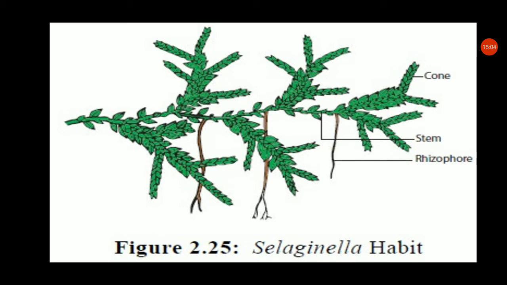Then there is the cone, formed right at the apex of the stem. This was about the external characteristics of the pteridophyte. In the next lecture we will see the internal characters of the pteridophyte.